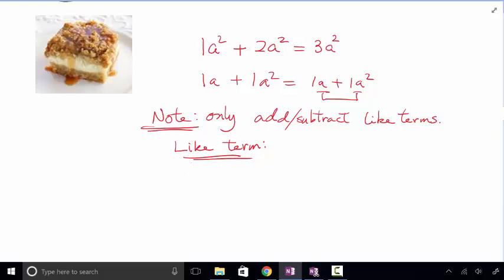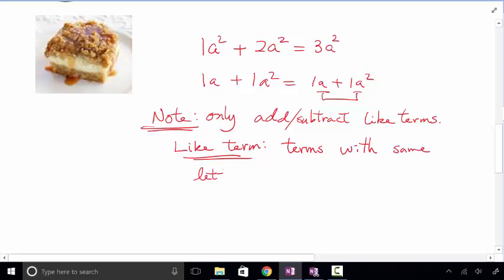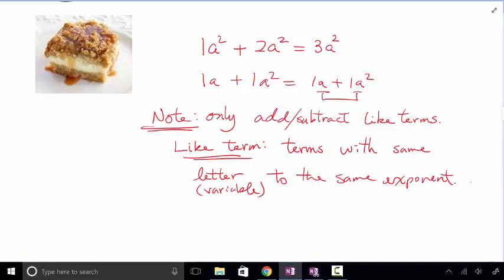We talked about it already. The variable has to have the what? So terms with the same variable or letter. Okay? I'm going to put variable down here. To the same exponent. You understand? So you can only add like terms. Okay, let's continue.